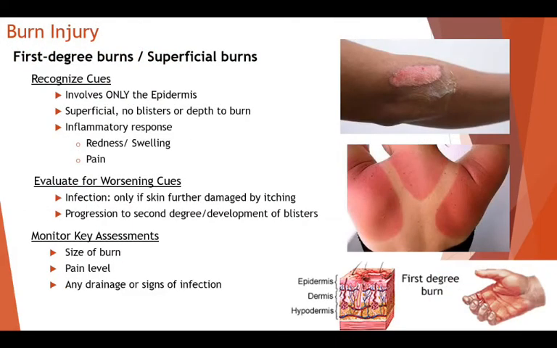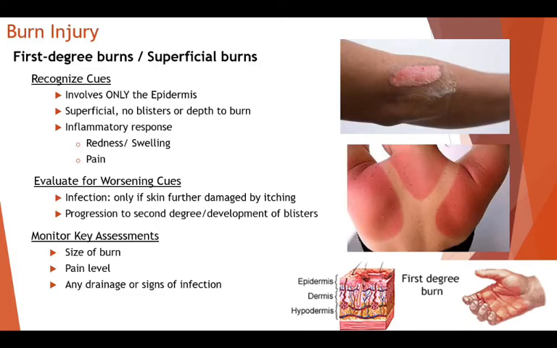The big part for you for the exams is being able to classify them. So first-degree burns are superficial, involve only the epidermis. And how do you know if they only involve the epidermis? They have no depth or blisters. Okay, blisters moves you to second degree.